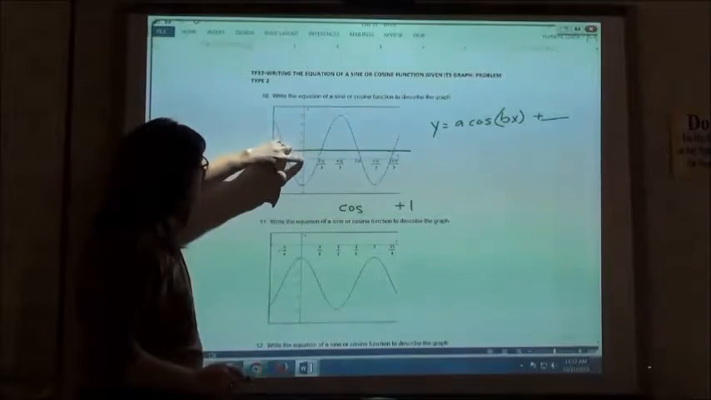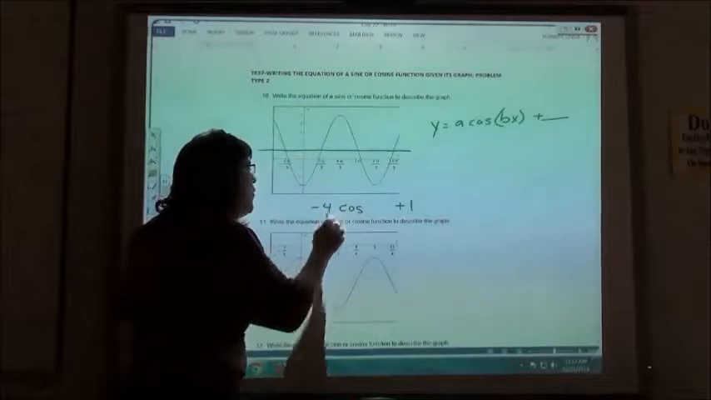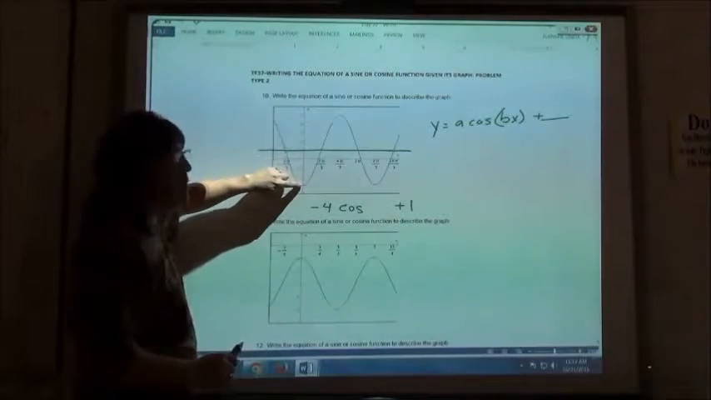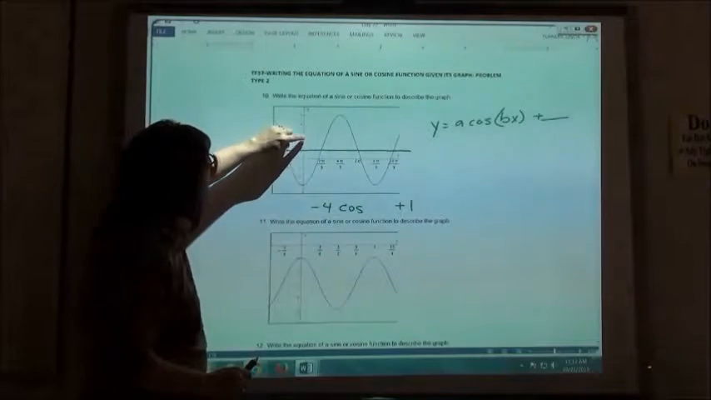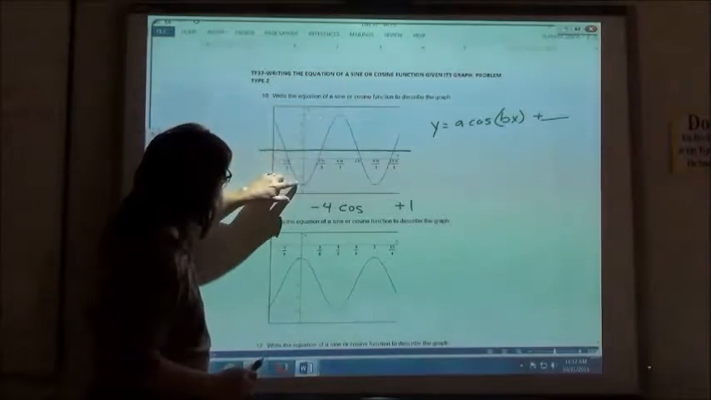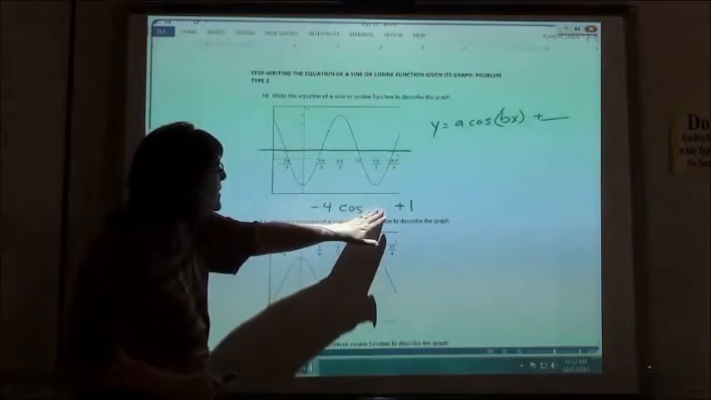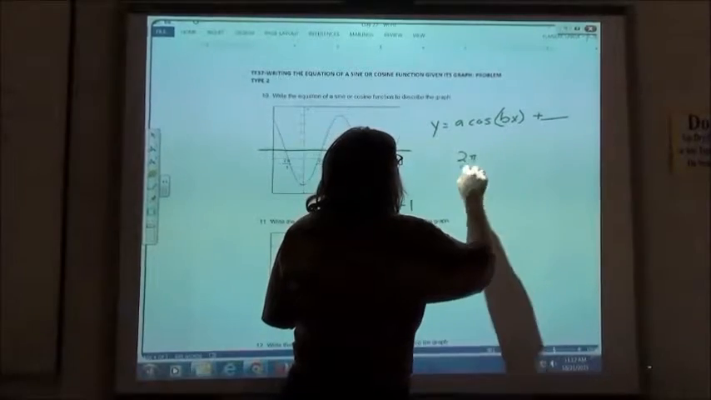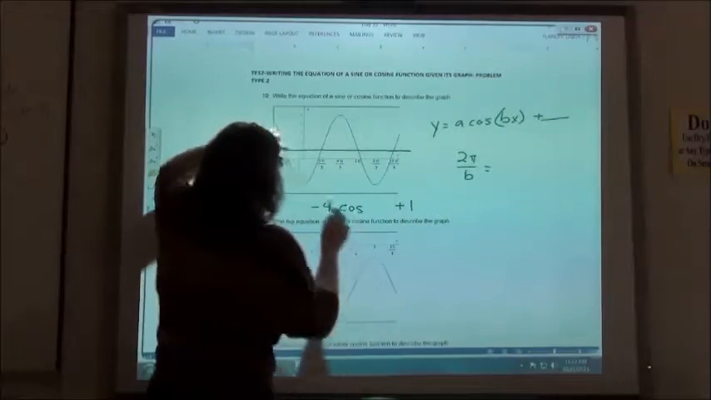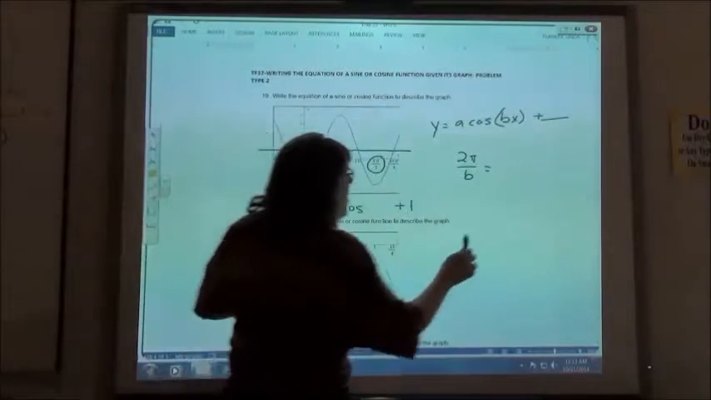I have 1, 2, 3, 4 down. So my amplitude is 4, but I'm going down first, so I'm going to have negative 4 in front of my cosine. Here I should go 1, 2, 3, 4 up. Yep. So it's starting down here, going up, and ending over here. I still need to find my b value. My period is 2 pi over b. One complete cycle is going to go from here to here, so my period is 8 pi over 3.